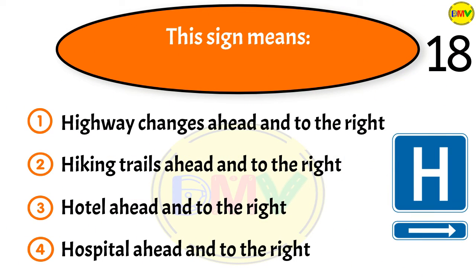Question 18. This sign means 1. Highway changes ahead and to the right. 2. Hiking trails ahead and to the right. 3. Hotel ahead and to the right. 4. Hospital ahead and to the right. The correct answer is 4. This sign indicates that hospital emergency services are located to the right.